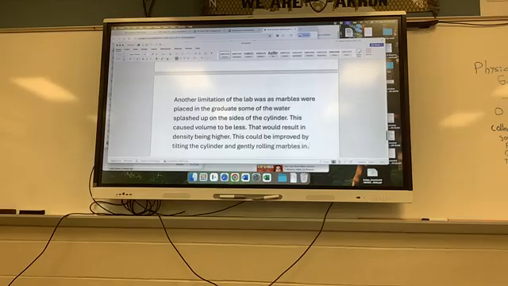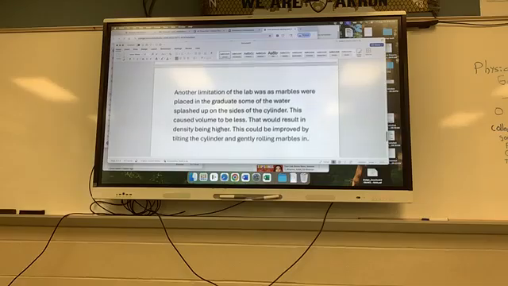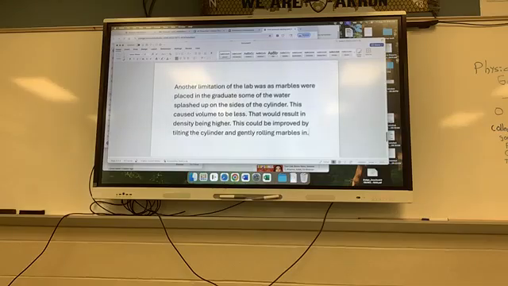So a good limitation section says, what's the limitation? What variable does it affect? How does that affect what you're trying to calculate? And how can you improve it? So that's 4 things. So that means that this limitation section is probably worth 8 points. That is what you have to do to finish the lab.